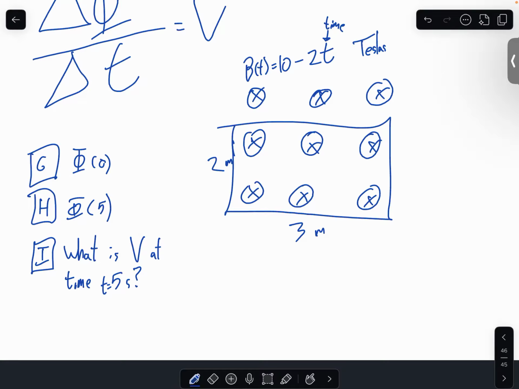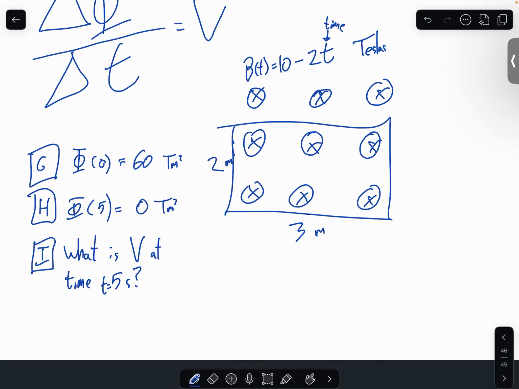Okay, so how do we do this? We have a formula for magnetic field. I can plug in time equals 0, and I get 2 times 0 is 0. 10 minus 0 is 10. 10 Teslas at time 0 times 6 meters squared, 60 Tesla meters squared, or 60 Weber equivalent. If I plug in after 5 seconds, I get 10 minus 10 is 0. 0 field times area is 0 Tesla meters squared.